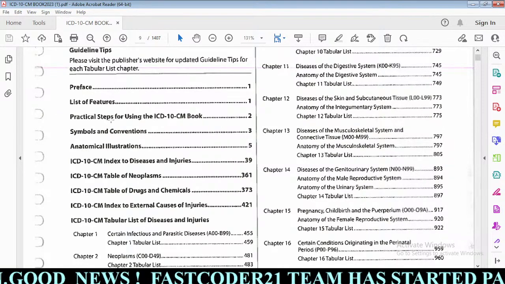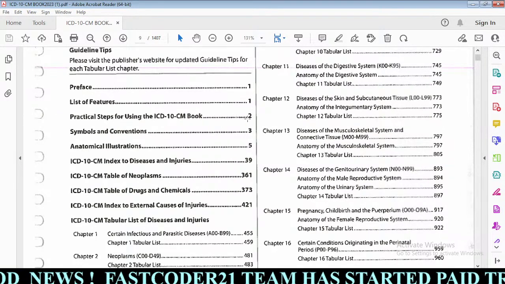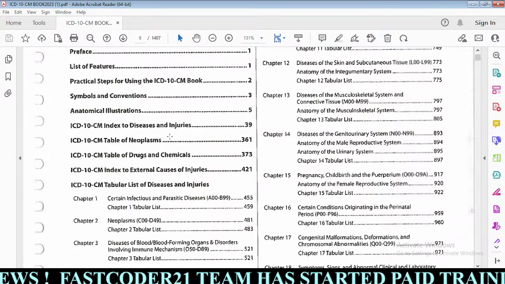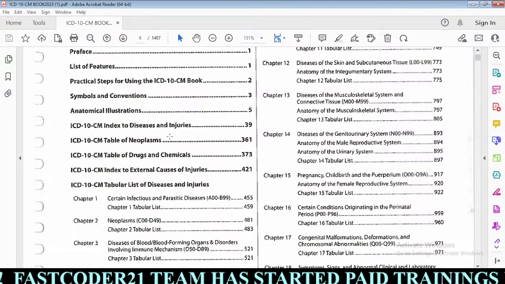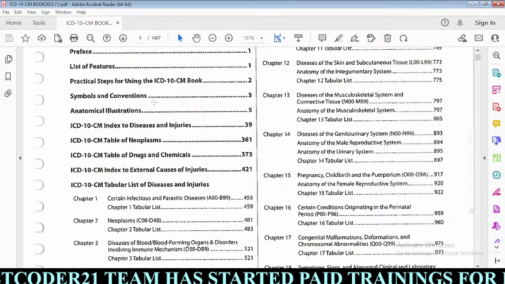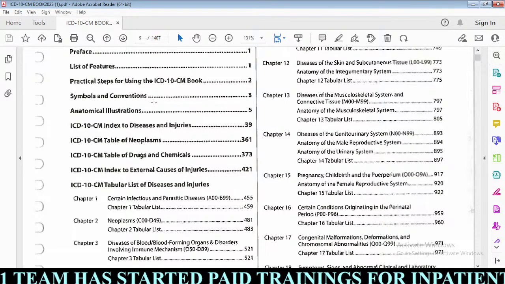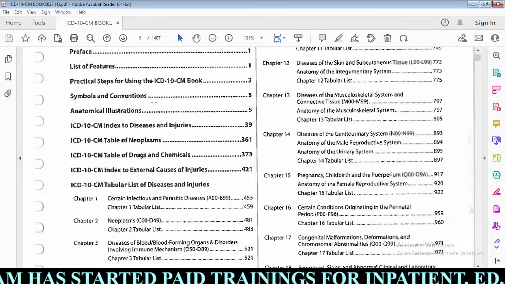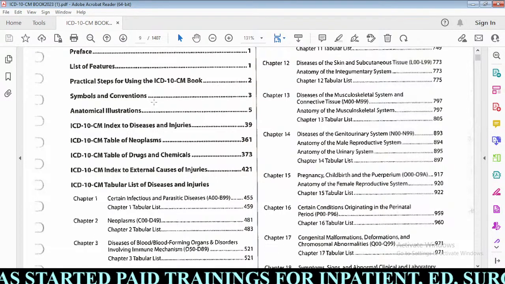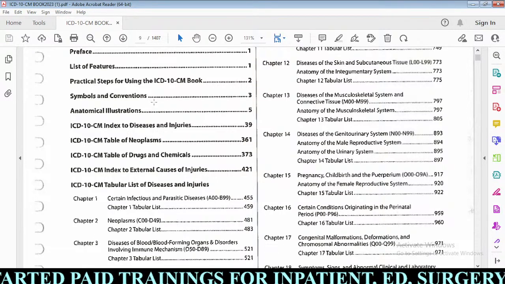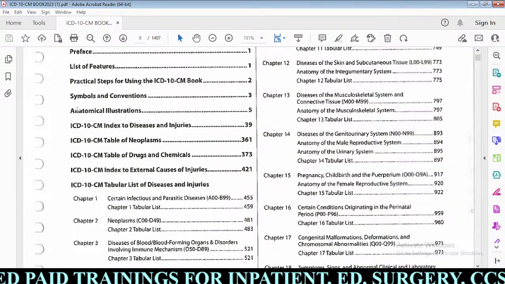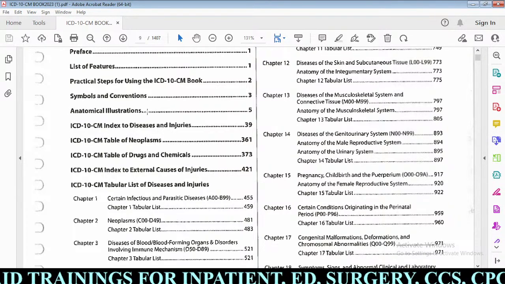Here, if you have practical steps, everyone knows this. In order to succeed in CPC or live coding, you need to know the symbols and conventions.